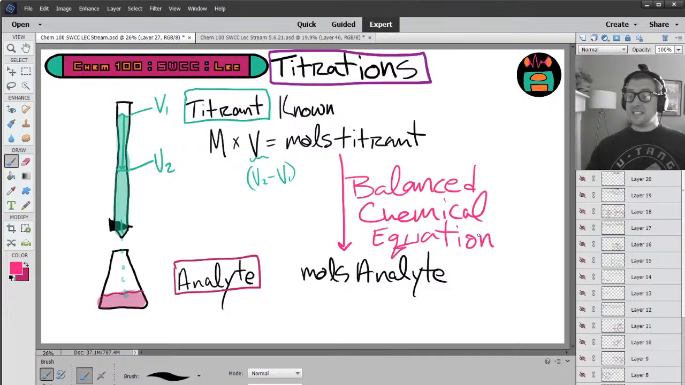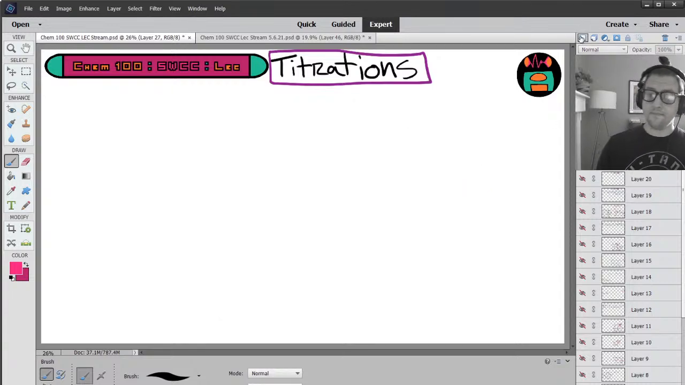All right, and that's how you use something with a known concentration to determine the amount of moles of analyte present in a sample. So that's kind of the conceptual background. Let's actually do a titration problem.